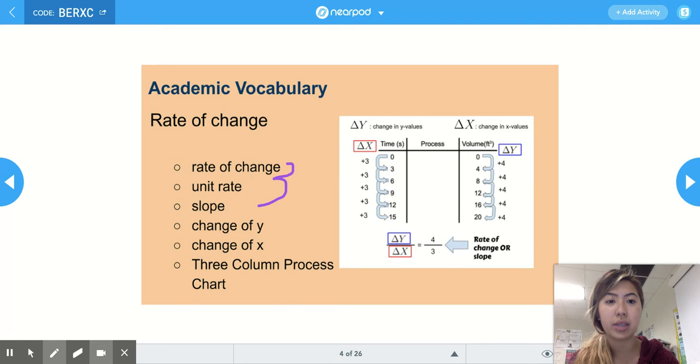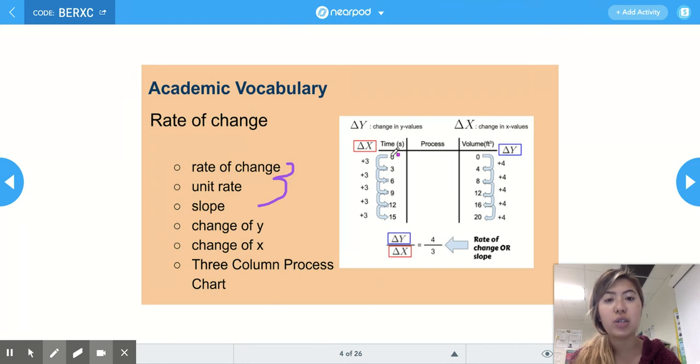And this 3-column process chart is what we're going to be using today to find our rate of change, unit rate, and slope. In this example right here, we can see that our change in y values is +4, because from 0 to 4 you had to add 4, and from 4 to 8 you add 4. From 8 to 12, you add 4. From 12 to 16, you add 4. And from 16 to 20, you add 4. So that's why our change in y values is 4.